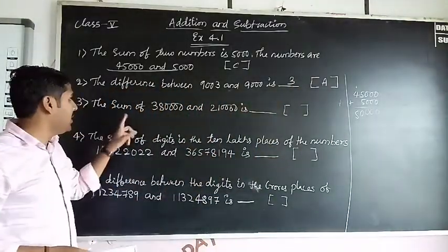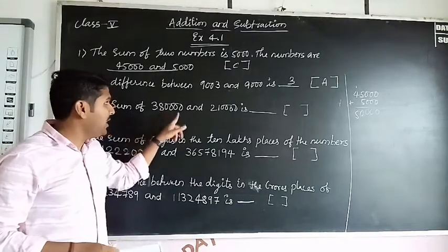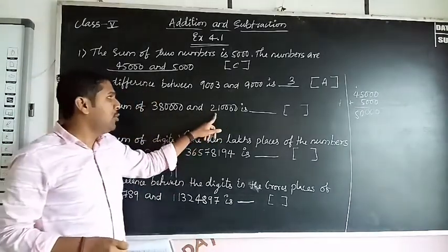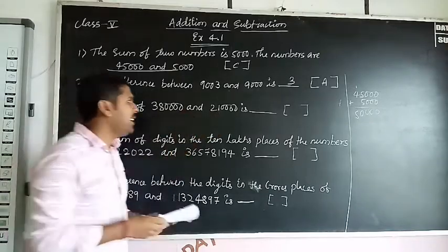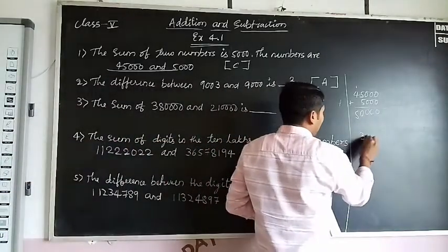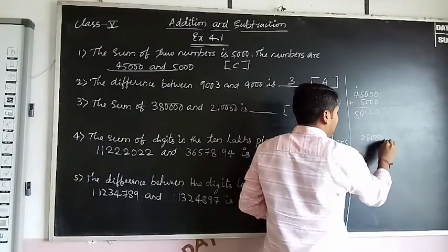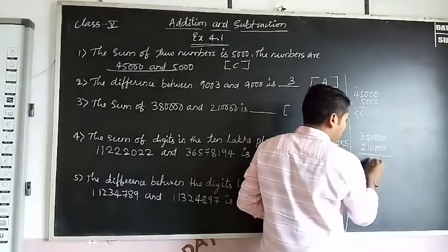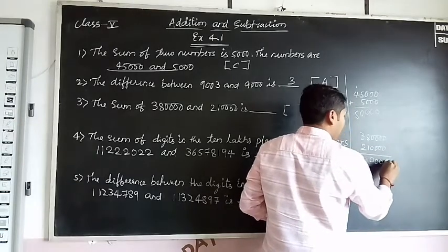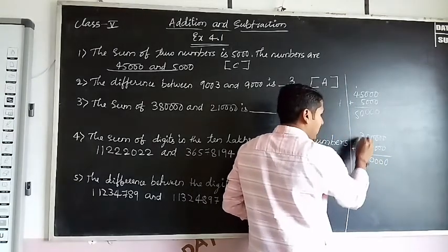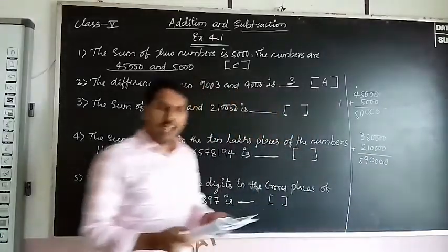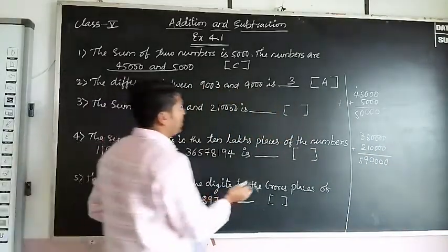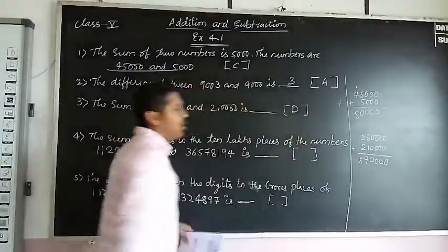So next, third one. Sum of 3,80,000 and 2,10,000, just add it. What will be the answer? 3,80,000 and 2,10,000. So 4 zeros as is, 8 plus 1, 9, 3 plus 2, 5. 5,90,000. So what is the answer? Option D.